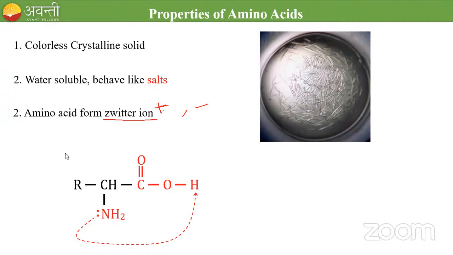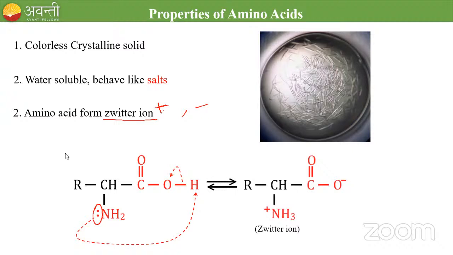The carboxylic acid hydrogen is acidic. Since the lone pair is an electron-rich center, it will go and attack the electron-deficient site. The OH bond will be broken and the electrons will move towards oxygen. Now this molecule is in equilibrium with this molecule. What happened? The hydrogen has moved to NH2 and the electrons have jumped to oxygen. So this compound is the zwitterionic form of the amino acid. Why? We have a positive charge and a negative charge. That's why this compound is called a zwitterion.